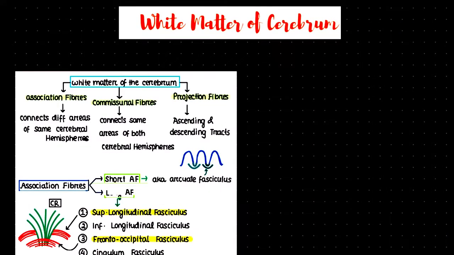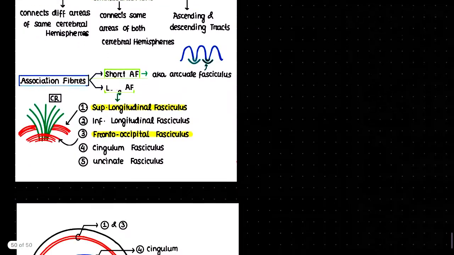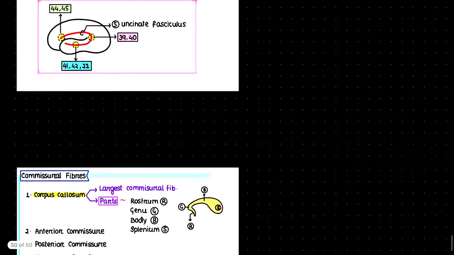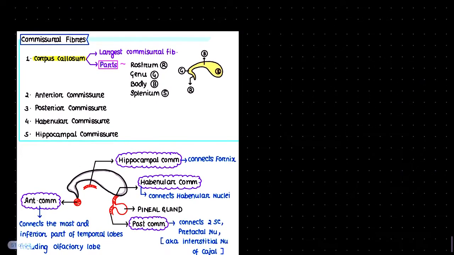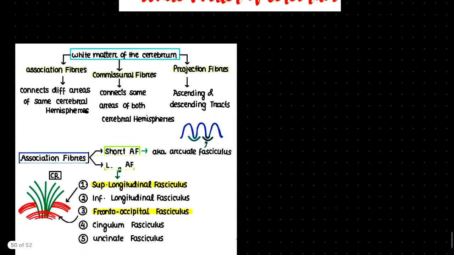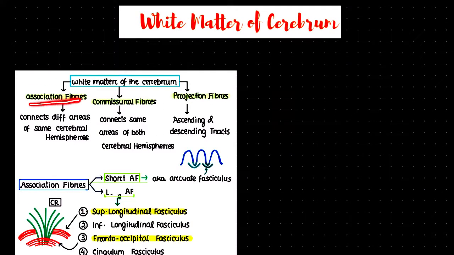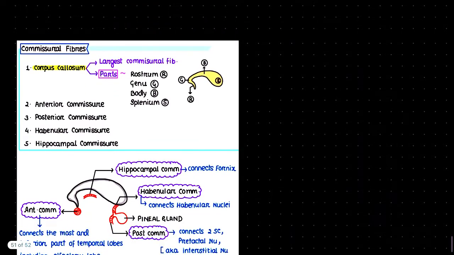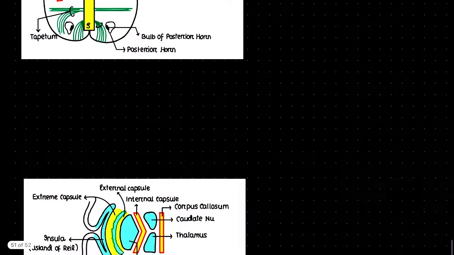The topic of discussion that we are going to talk about right now is the white matter of the cerebrum. In this topic we'll be discussing the different components of the white matter of the cerebrum. In this lecture we'll not be talking about projection fibers. We'll be covering association fibers and commissural fibers, and we'll learn in detail about the corpus callosum and all these commissure fibers. In the next video we'll talk about projection fibers and the internal capsule. So without delay, let's begin our discussion.